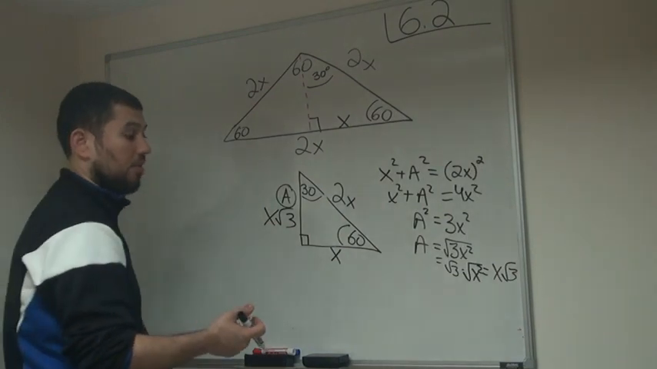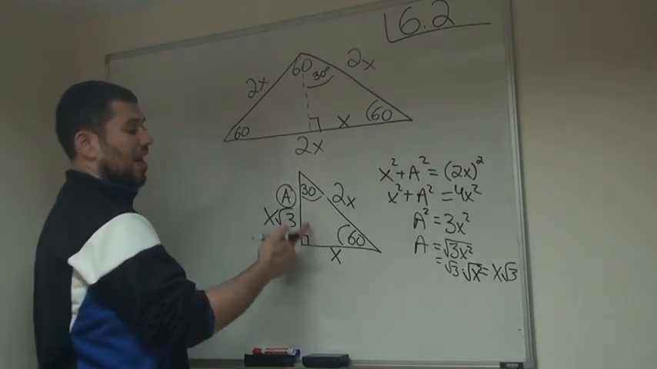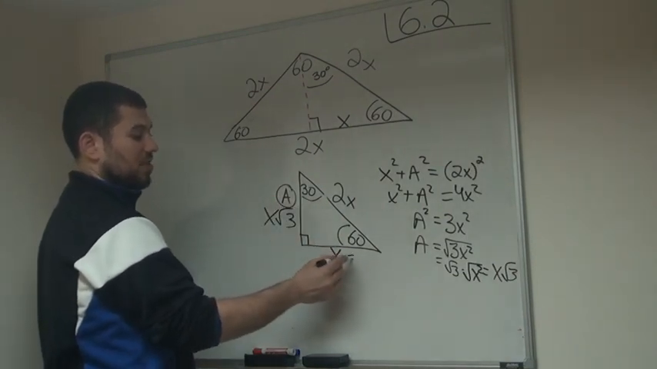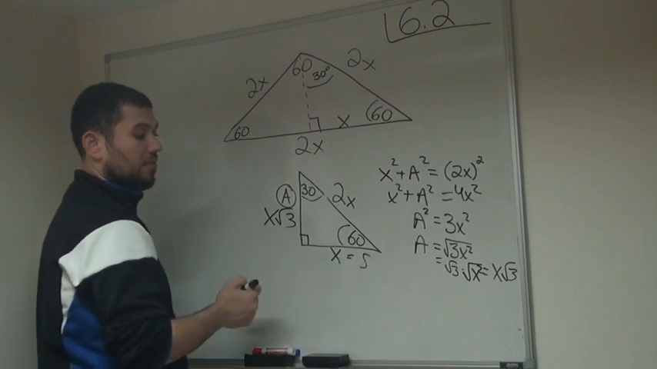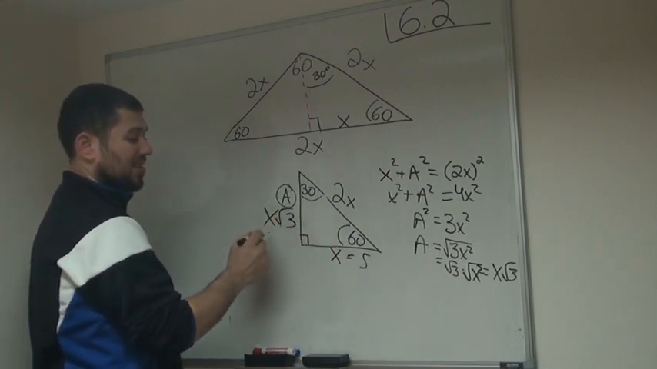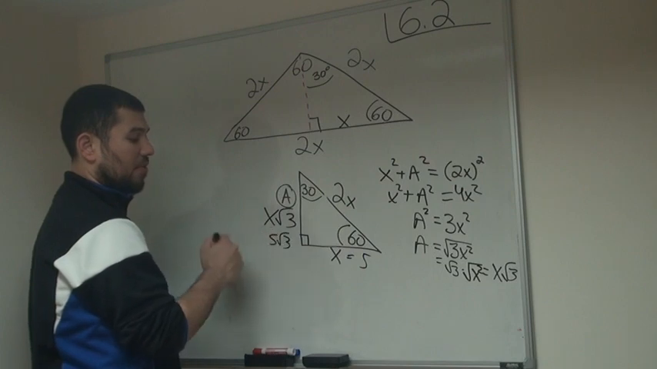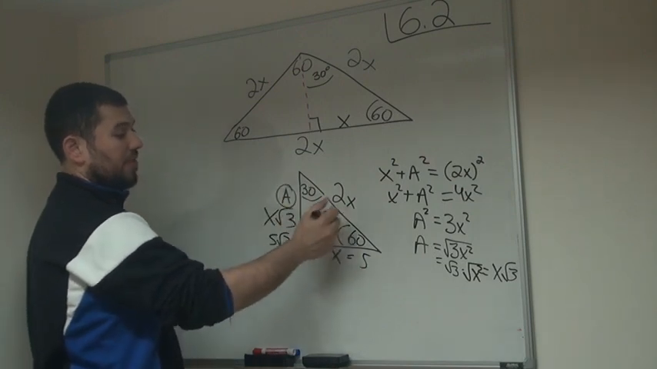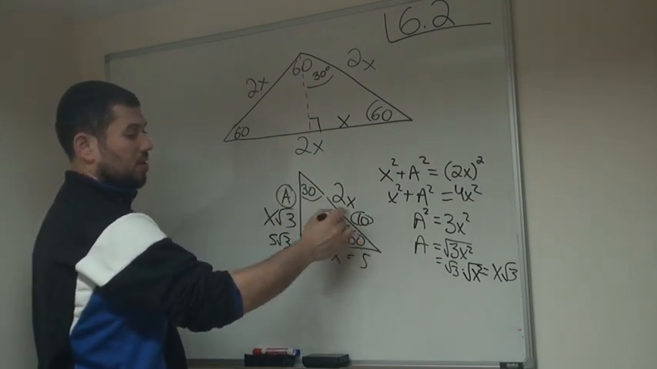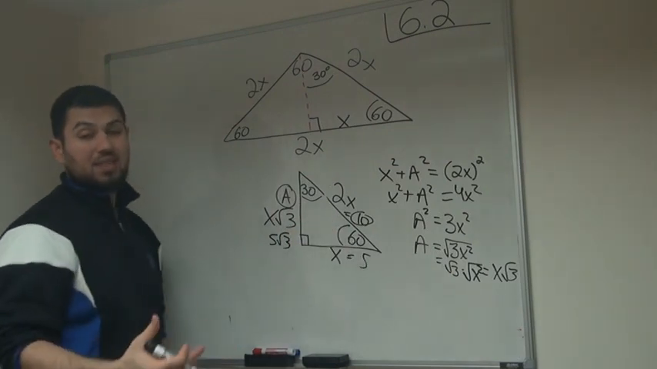So let's say opposite the 30, if I knew that this was a side length of 5, for instance, opposite the 60 would have a 5 rad 3, and the hypotenuse would be 5 times 2, or a 10. That is the implication.